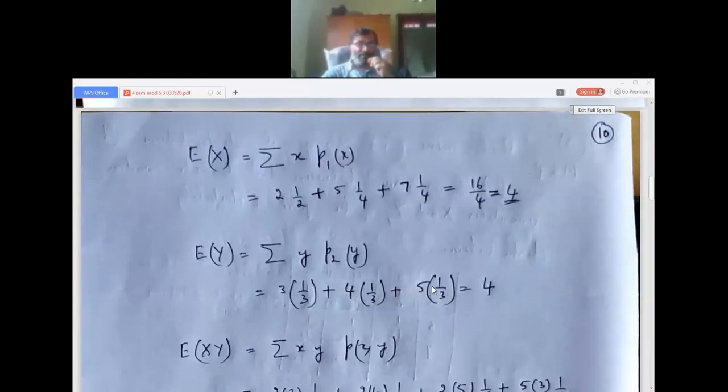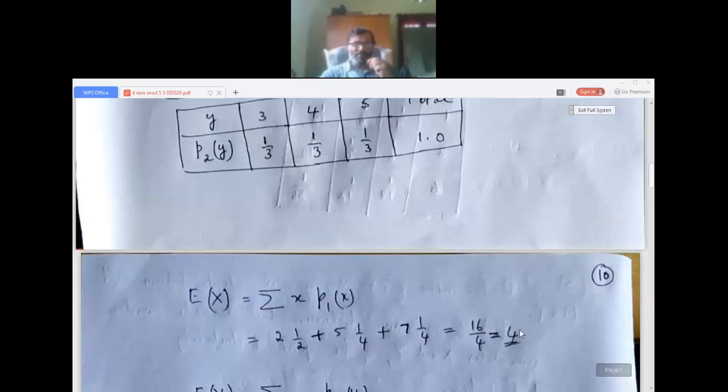Then 4, 7, 7 plus 5, it is 12. 12 by 3 is 4. Here we got it the same. It need not be the same; sometimes it might be the same.